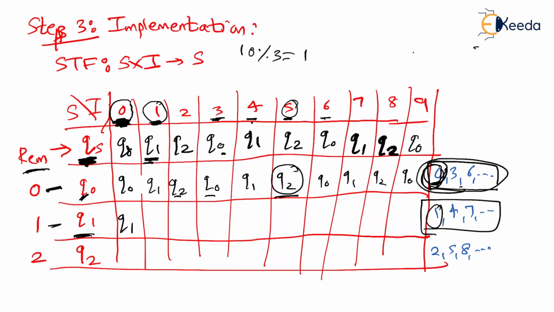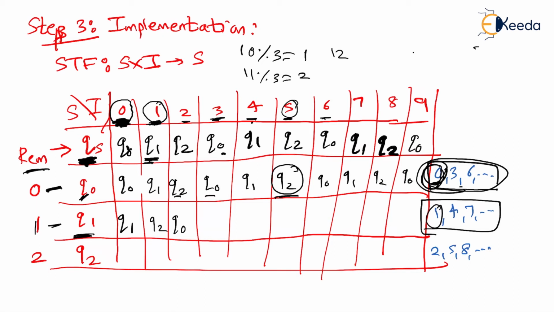Let's repeat the same thing. I have 1 with me, and Q1 now encounters a 1. So the number becomes 11, and 11 when divided by 3 gives the remainder 2, and it goes to state Q2. Similarly, I repeat the same thing for 2. I have a number like 1 with me, and what it encounters right now is 2. So the number becomes 12. 12 modulo 3 gives the remainder 0. Therefore, the remainder 0 state is Q0.